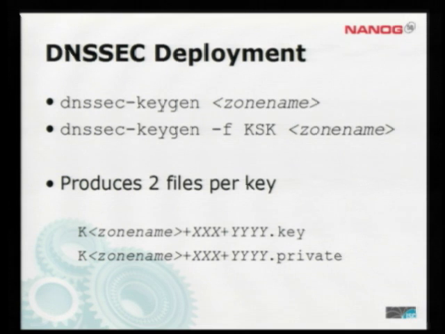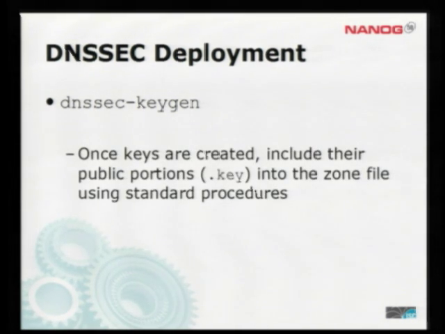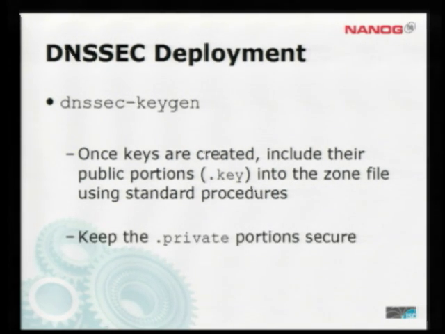It's going to produce 2 files per key. There's the .key, which is the public portion of the key, and the .private, which is the private portion of the key. The .key file you can include into your zone data. In fact, you have to make it available, both for the key signing key and the zone signing key. So you're going to insert these extra lines into your zone, run the signing utility. You keep the .private portion secure.